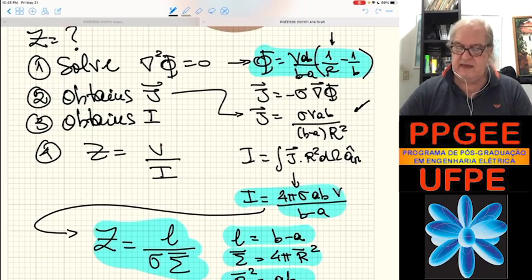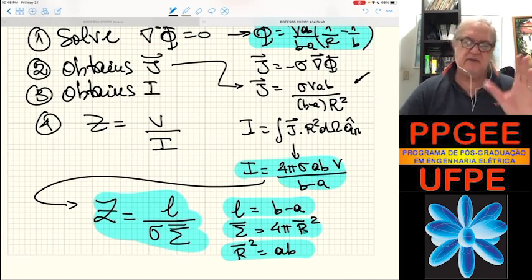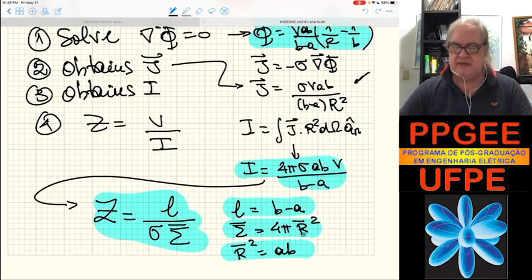Then V divided by I gives you the resistance, which can be written in this form: L divided by sigma times the average surface, where L equals B minus A. The average surface is 4 pi R squared, where R is the effective radius. The effective radius is the geometric mean between A and B. So that's what we have.